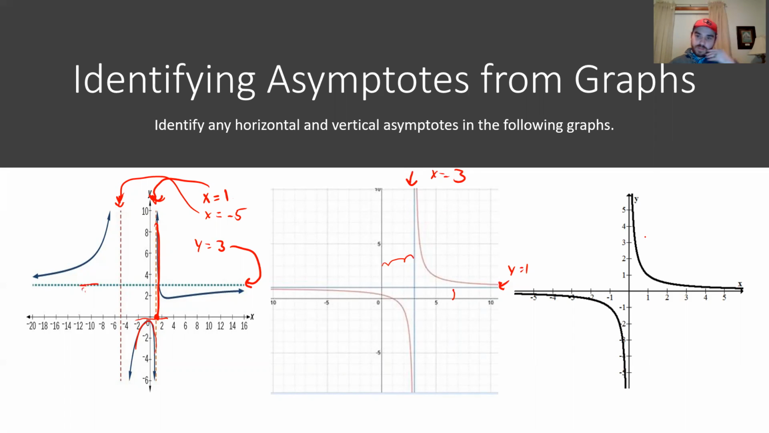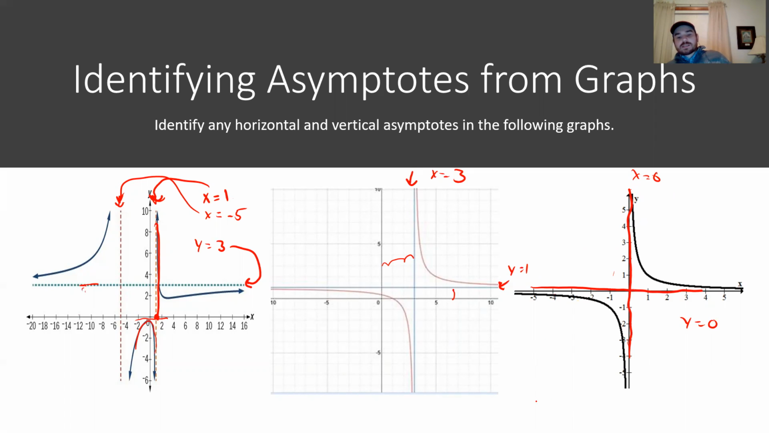Now, this graph right here, they don't actually give me individual lines that show them, but that is because both of them are the axes. So in this one, we have a vertical asymptote right here. So that is x equals 0. And we have a horizontal asymptote right here, which is y equals 0.